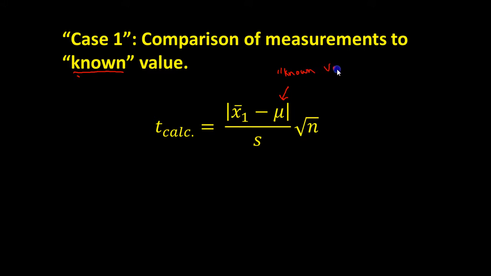So in this case what you're doing is you're looking at the difference for a bunch of measurements that you made, and you're comparing that to a known value. And this standard deviation is the standard deviation of x, so it's x1, let's say. And this is just your number of samples, okay? So that's case 1, and again, keywords you want to look for are things like standards, or known and agreed upon value, something like that. So we'll run through an example of that later.